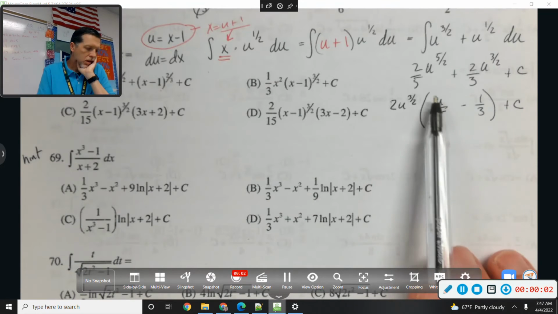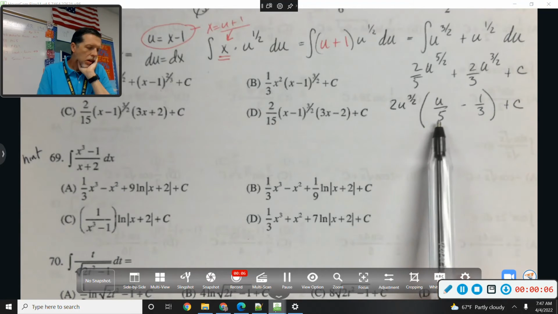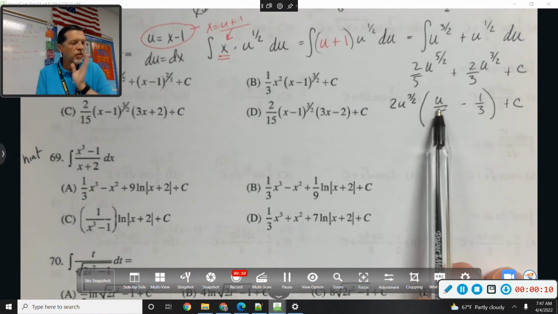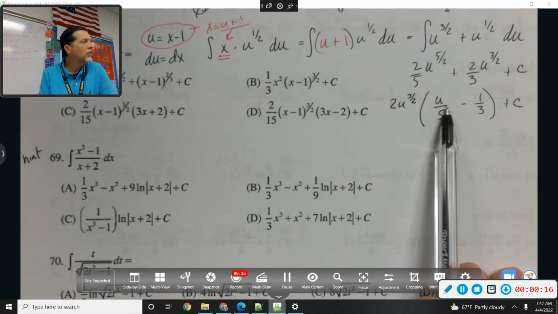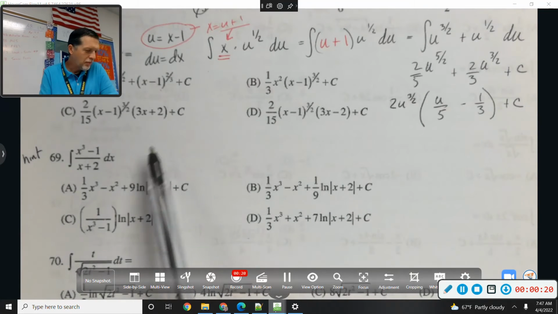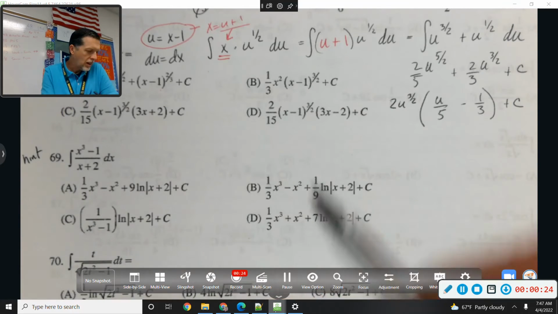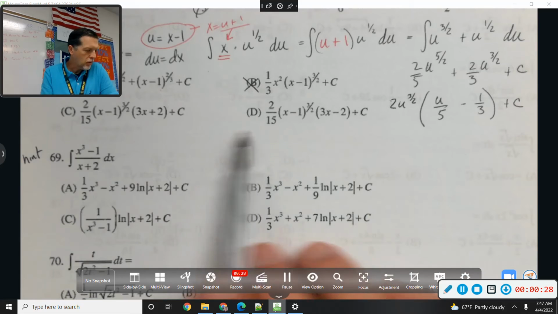3 halves from u to the 5 halves, is there something left over on this one? Yes, what's left over is u to the 2 halves. Okay. But u to the 2 halves is just u to the first. Yeah, okay. That's crazy. So I'm definitely thinking C or D. And I see the 2/15 because that 5 and the 3 will make 15.